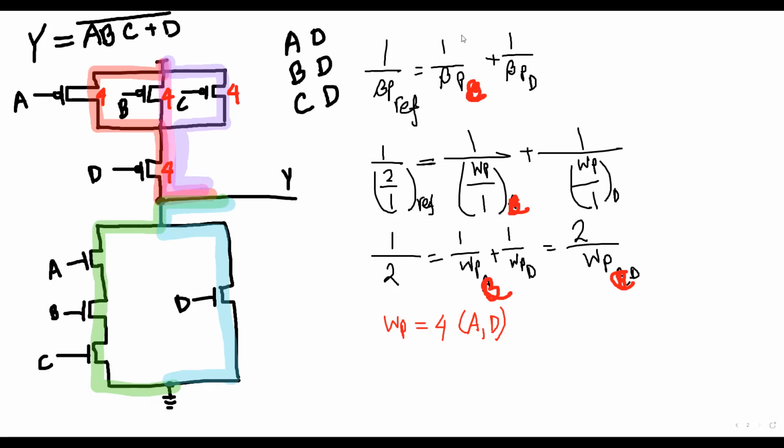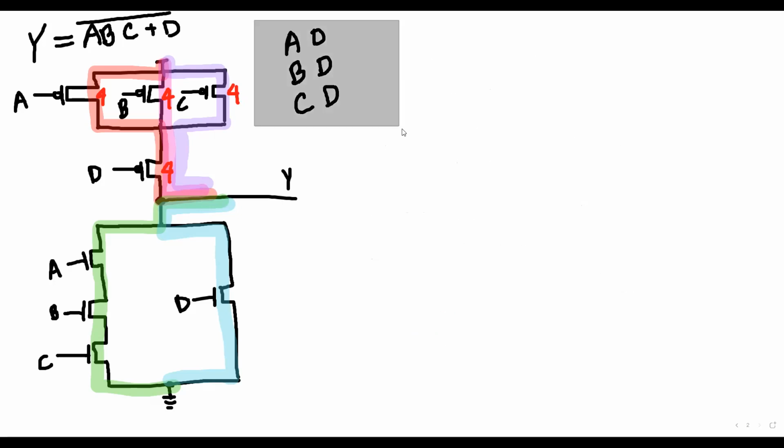Now for NMOS. NMOS has a different case. That case, how many roads does this Y point have to the ground? How many roads? How many paths? How many roads are there? Two, right? 2. What are those?